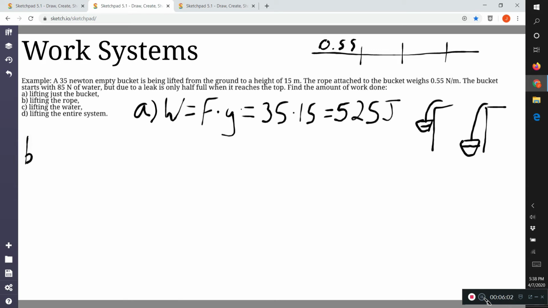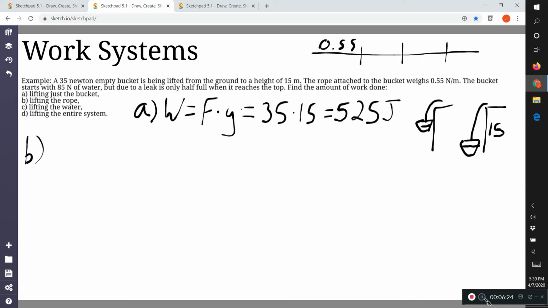Part B. Now we're going to do a simplification here. It doesn't tell us where the rope is attached, and that would affect the initial height of the rope. We're going to assume that we start with 15 meters of rope, the entire distance listed in the problem, and at the end we have 0 meters of rope.